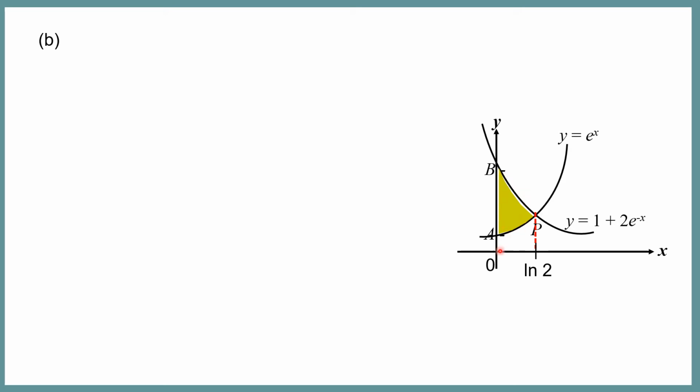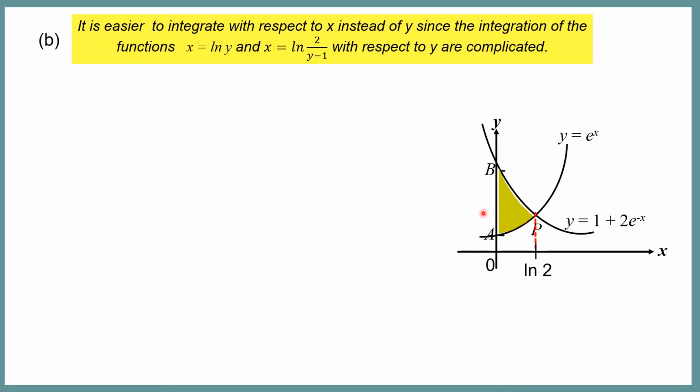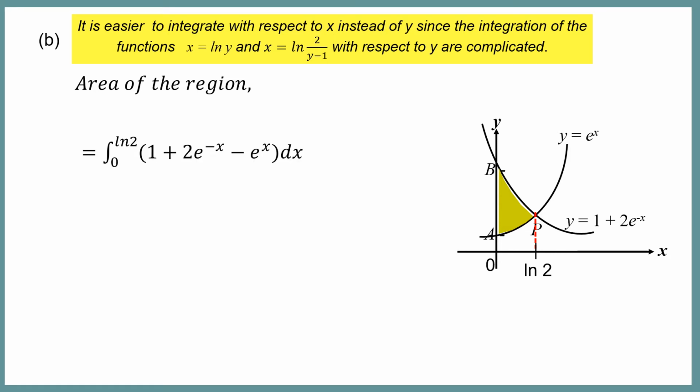Looking at the shaded region, it is easier to integrate with respect to x instead of y, as the integration of the functions x equals ln y and x equals ln (2 over y minus 1) are more complicated. Thus, the area of the region is the integral of the function 1 plus 2e to the power of negative x minus e to the power of x, that is, the area inside the outer curve minus the area inside the inner curve.